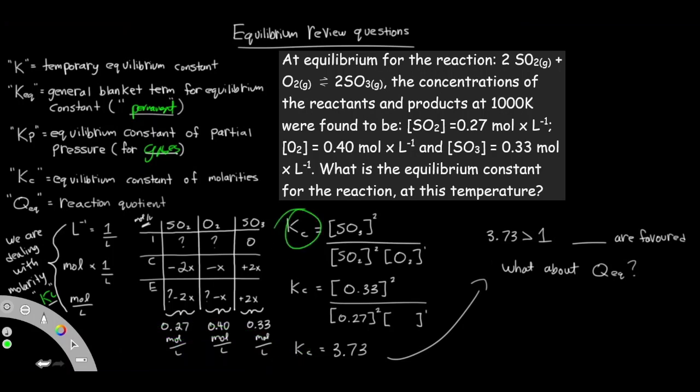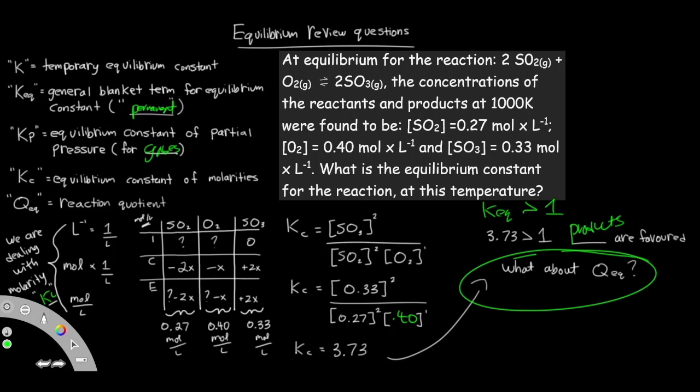So we're going to be using Kc as our variable here. We have our products on top, our reactants on the bottom. We're just filling them in. So 0.33 goes on the top here. Then we have 0.27 over here, and then 0.40 we're going to have to add over there. We end up getting Kc is equal to 3.73. So 3.73 is greater than 1, and we know that if Keq is greater than 1, the products end up being favored. If K is less than 1, then the reactants are favored. Okay, so that's what we look at when we deal with Keq.